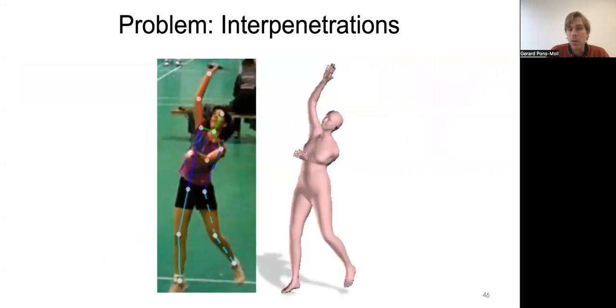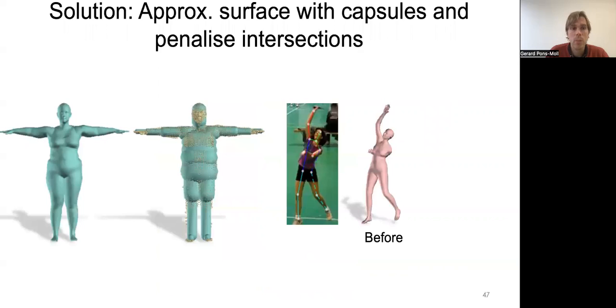Okay, so there are also further problems, like you can have interpenetrations. There's nothing in the SMPL model that prevents that. You could prevent penetrations by using the mesh directly, but this would be computationally very expensive because you would need to find triangle to triangle intersections. And when you have 13,000 triangles, this is basically too expensive to compute.